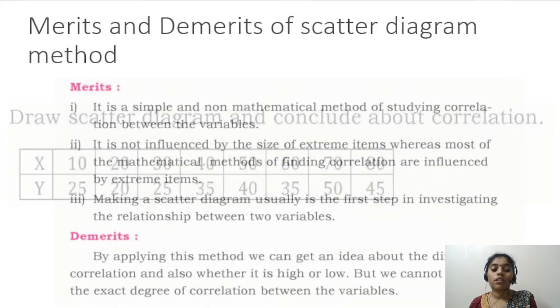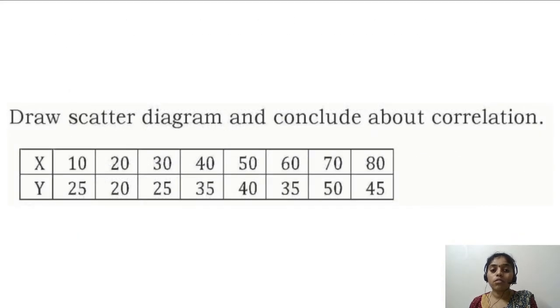Before that, we will solve one problem on a scatter diagram. The problem is: draw a scatter diagram and conclude about the correlation. Taking x and y variables, x runs from 10 to 80 as 10, 20, 30, 40, 50, 60, 70 and 80. Similarly, y corresponding to 10 is 25, when x is 20, y is 20, when x is 30, y is 25, when x is 40, y is 35, when x is 50, y is 40, when x is 60, y is 35, when x is 70, y is 50, when x is 80, y is 45.